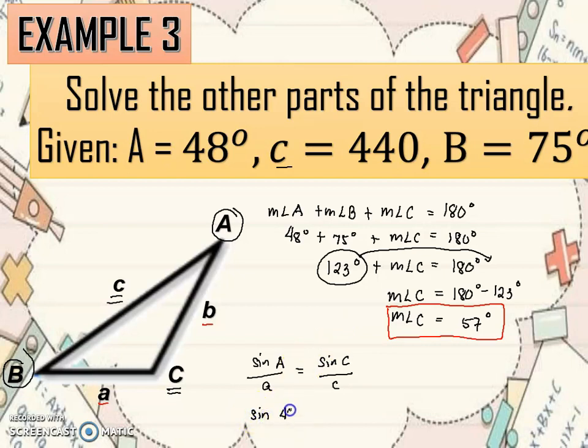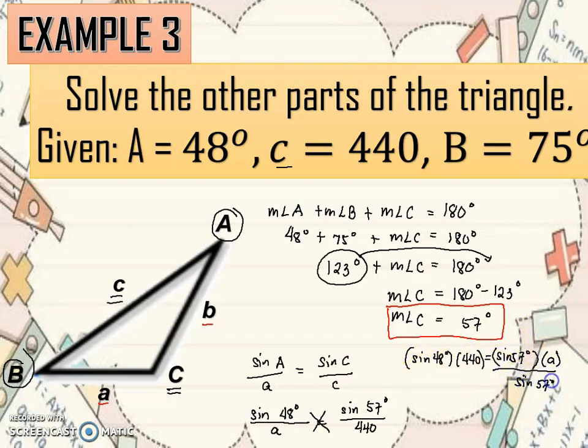Angle A is 48 degrees, and side A, that's what we're looking for. Angle C is 57 degrees from what we have solved earlier, and side C is 440 units. Then you cross multiply, class. So it will become sine 48 degrees times 440 equals sine 57 degrees times A. Since we are looking for A, we're going to divide this one with sine 57 degrees.